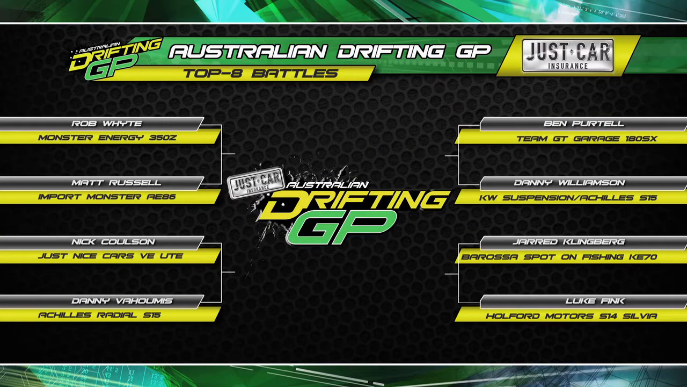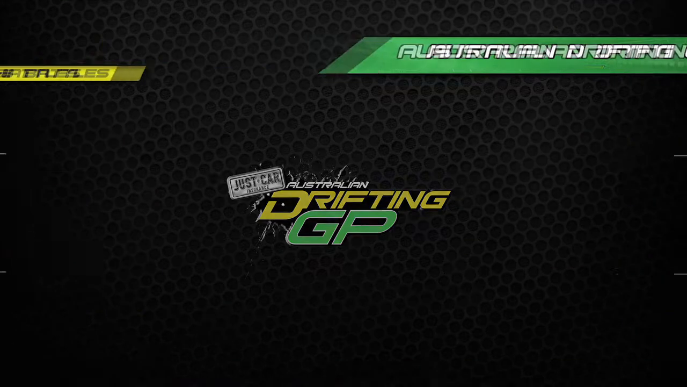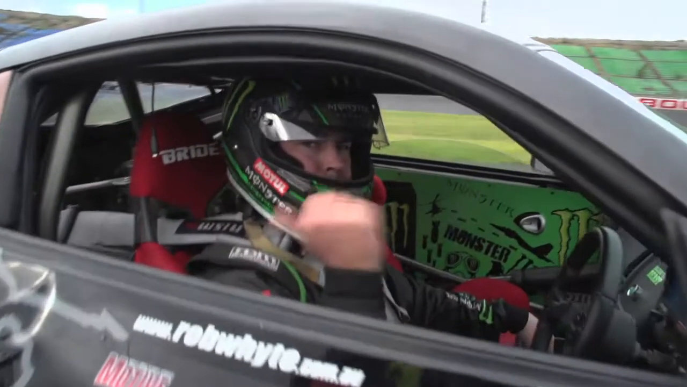We're at the pointy end of the field now here at round 2 of the Just Car Insurance Australian Drifting Grand Prix as we head into the top 8 battles. Let's go. Some big names appearing in that top 8 battle tree as to be expected, but Matt Russell and Jared Klingberg in the old school Toyotas have been putting up a big fight and putting on a show for the crowd, driving very well. Can they cause another upset?